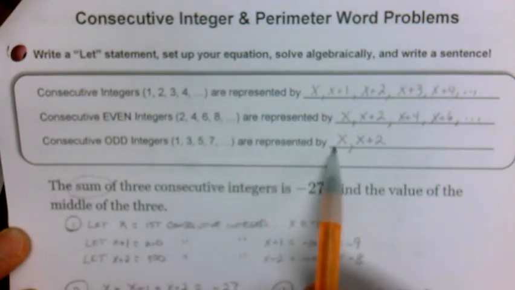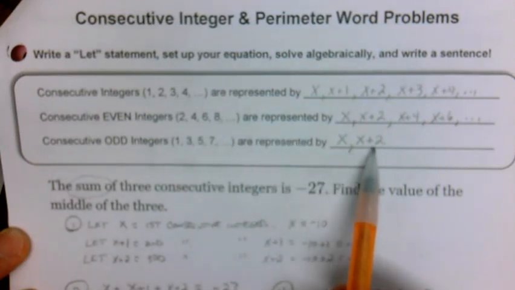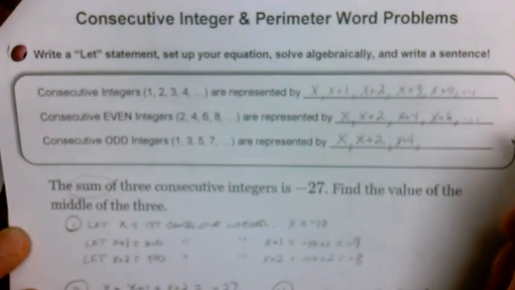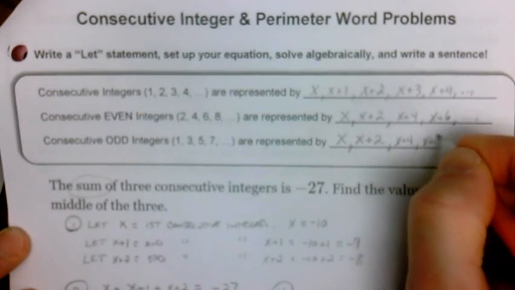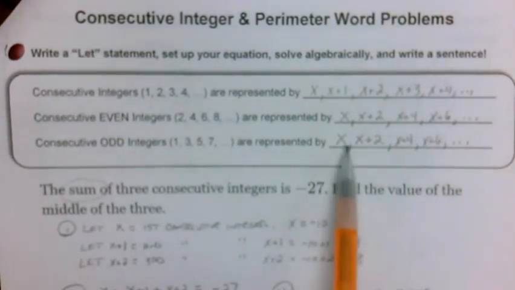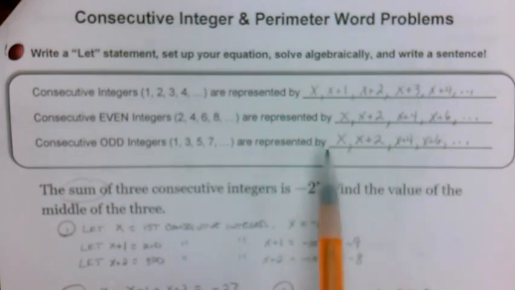So x is my first odd number. X plus 2 is my second odd number. X plus 4 is my third odd number. X plus 6 is my fourth odd number, etc. Okay, add 2 units every time to get from one odd number to the next one.